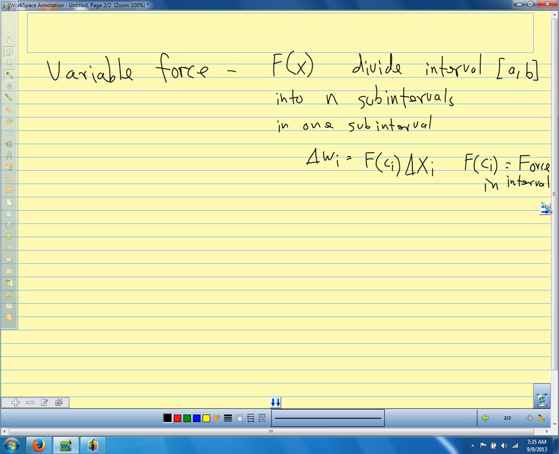And then we're just going to sum this work over the entire interval. So the total work is approximately the sum, i equals 1 to n, of delta W sub i, which we said was our force at this point times delta x sub i, because we're chopping it up. And as we chop this interval up into smaller and smaller pieces, this is essentially a Riemann sum, and we get a nice integral.